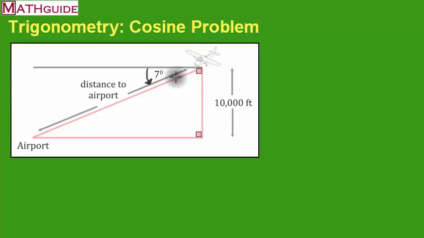Alright, so we've got the situation where the plane is 10,000 feet up in the air. That's the altitude of the plane. What we're trying to do is determine what is the distance from the airplane to the airport. So the 7-degree angle of depression is that plane's flight path down to the airport.